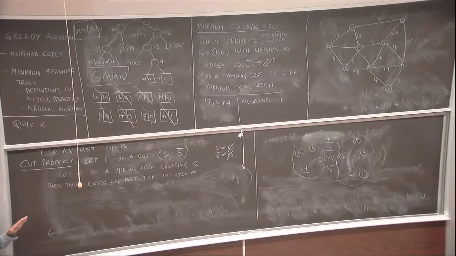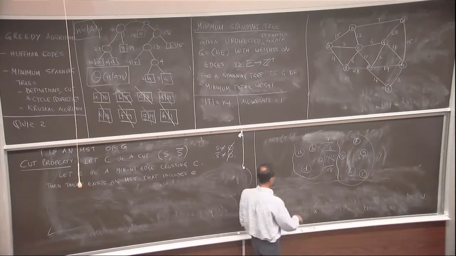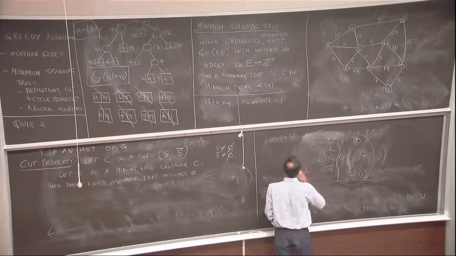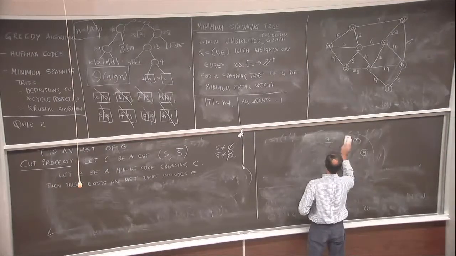Is the statement clear? Notice that we are not saying that every minimum spanning tree includes it, but there exists a minimum spanning tree. How do we prove it? Exactly the same way we proved the greedy choice property for Huffman codes. That is, we will say, okay, let's look at this minimum spanning tree. If it includes it, great. If it does not include it, I'm going to make a change to it and fix it to make it include it and still not increase the cost. Okay, so that's one property. So let me not prove it yet. Let's put the other property down.